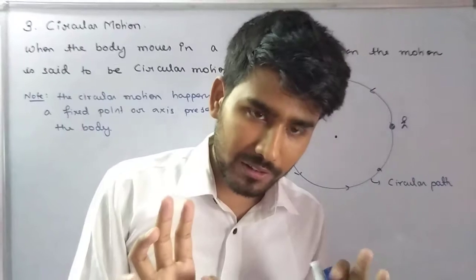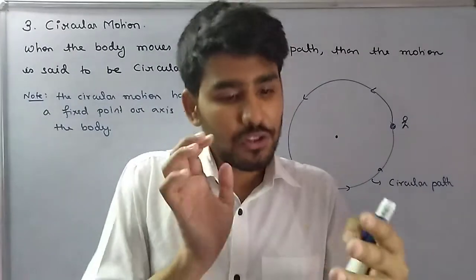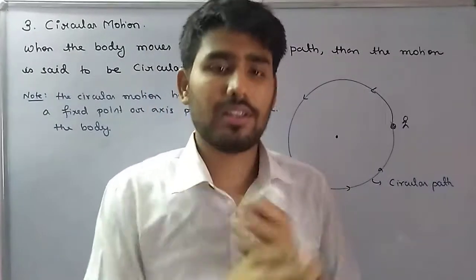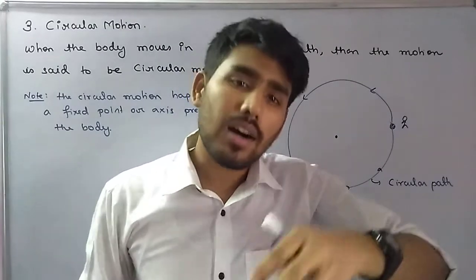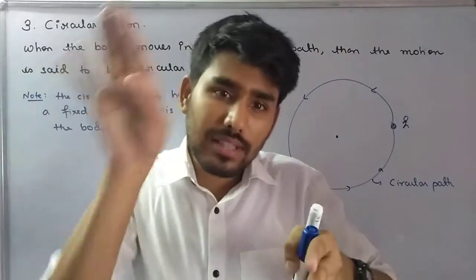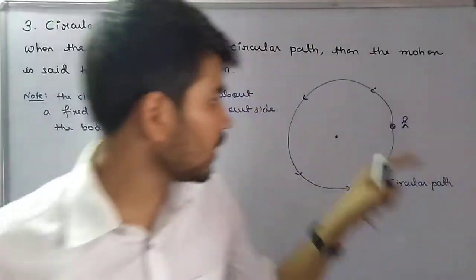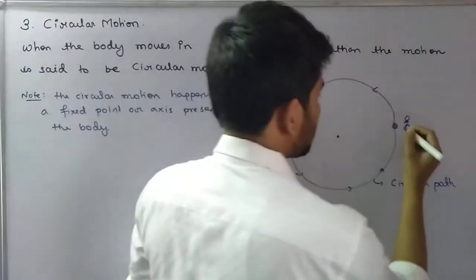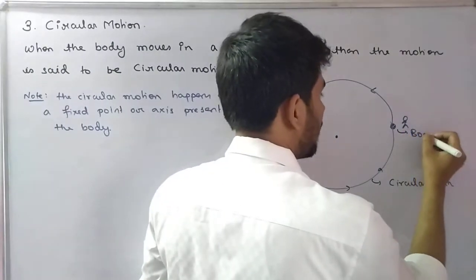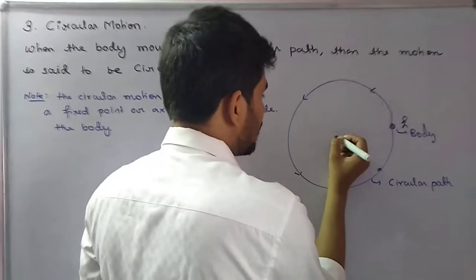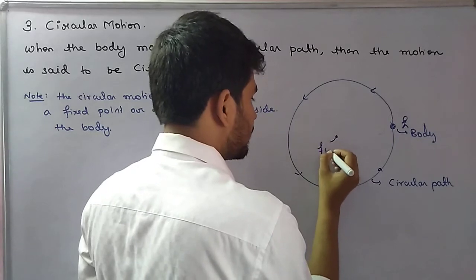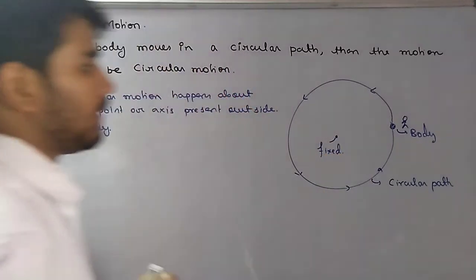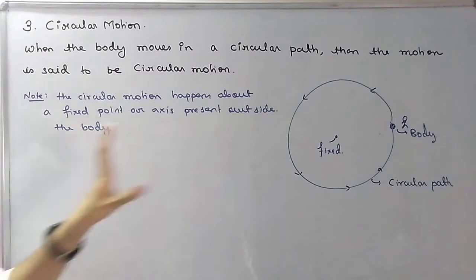Do you get the point? In rotatory motion, it also moves in a rotation only, but it moves about an axis which is present inside the body, whereas in circular motion a body moves about a fixed point or axis which is present outside the body. This is the body, but the axis, this is the fixed point. Is it clear? I hope it's clear.